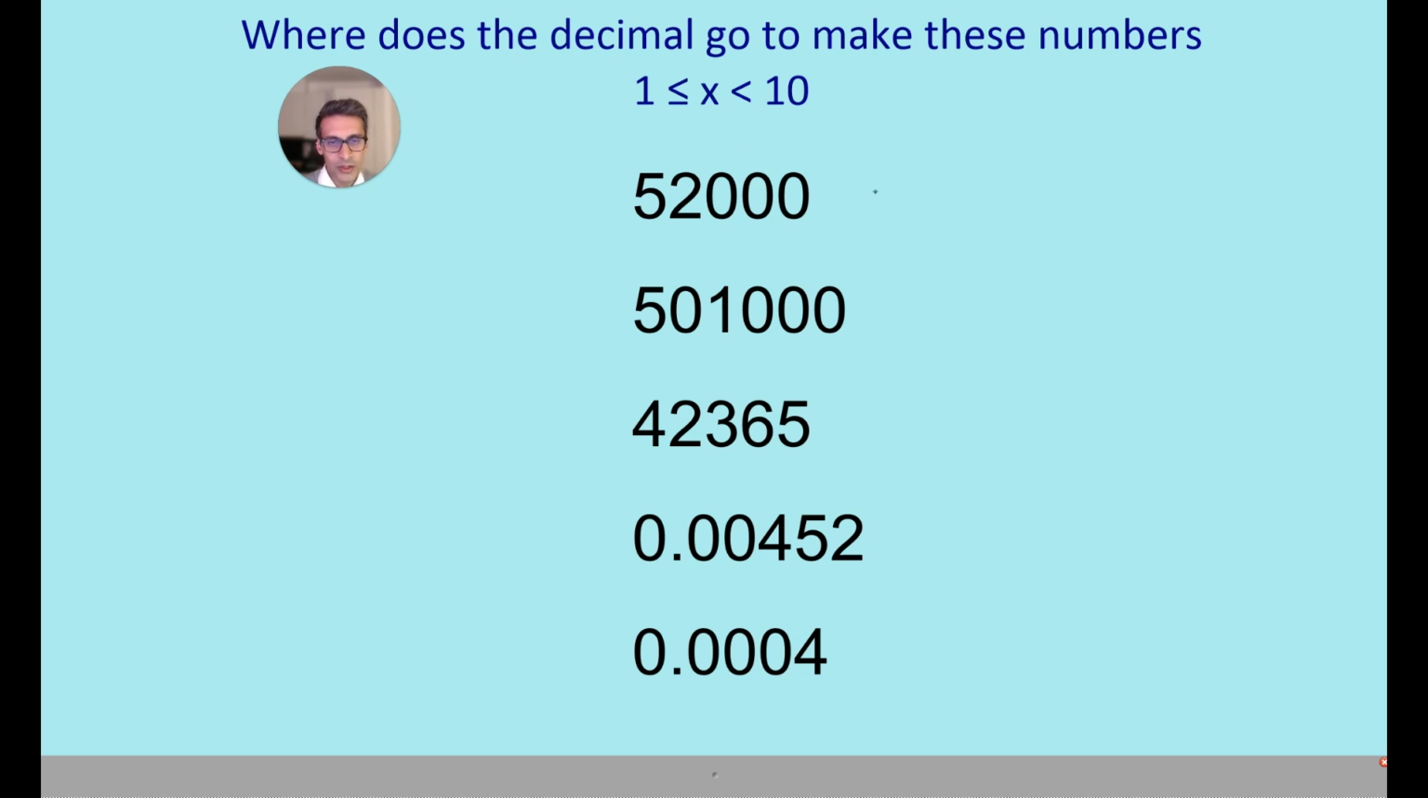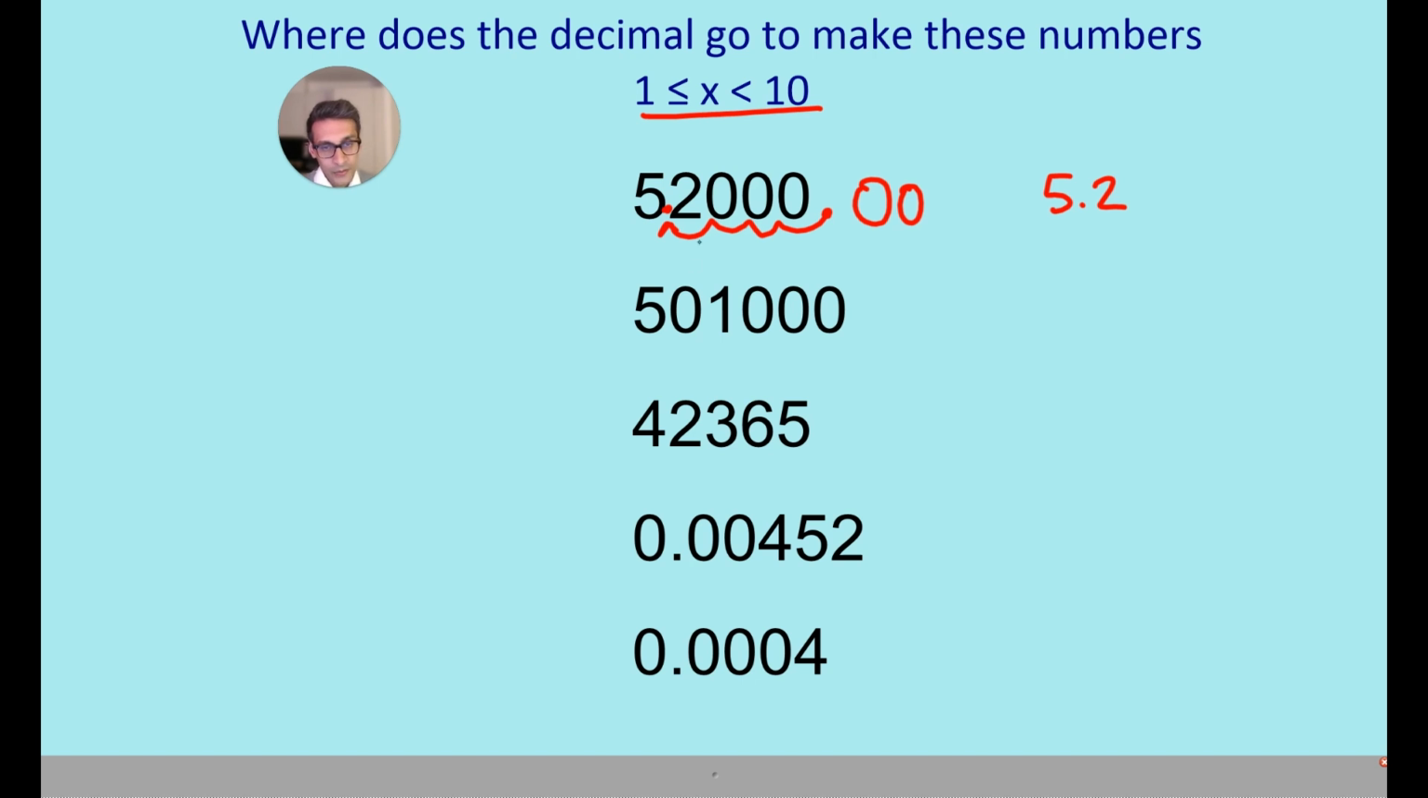So I'll do the first one as an example. The number itself is 52,000 and the decimal would normally be here, if you might have a few zeros after that. But to make it between 1 and 10, we're going to have to move the decimal 1, 2, 3, 4 to this point here. So the number ends up being 5.2.